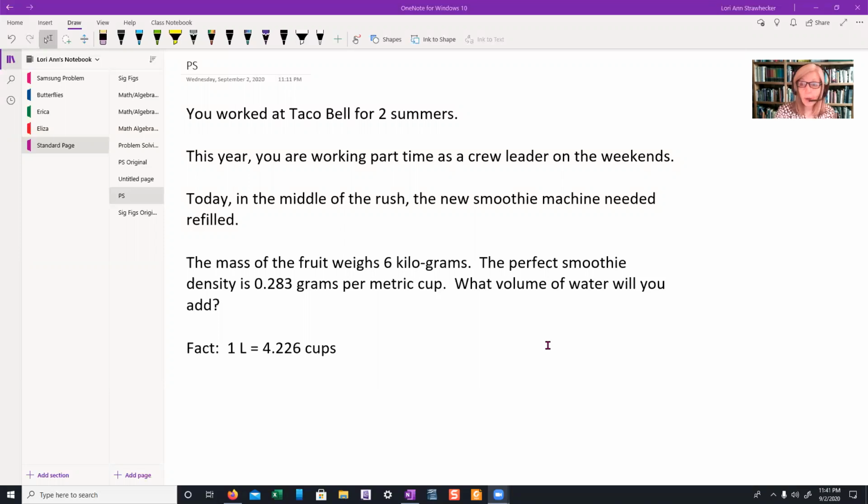So in this problem, I'll go ahead and read it to you. It's something that I made up. You worked at Taco Bell for 2 summers. This year, you are working part-time as a crew leader on the weekends. Today, in the middle of the rush, the new smoothie machine needed refilled. The mass of the fruit weighed 6 kilograms. The perfect smoothie density is 0.283, that should say kilograms per metric cup. What volume of water will you add? And then I have a fact there.